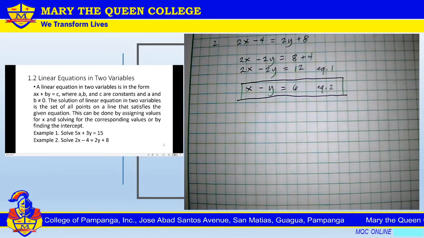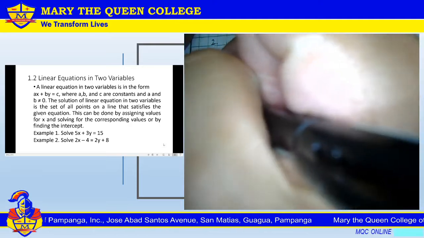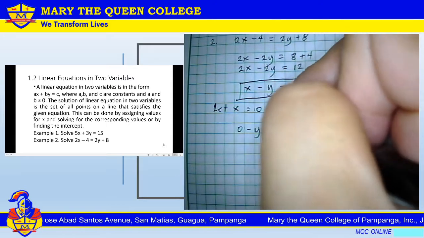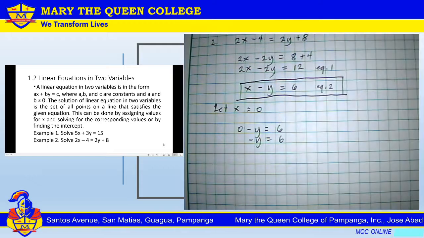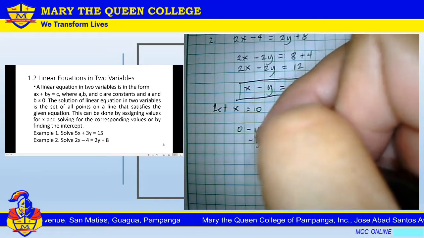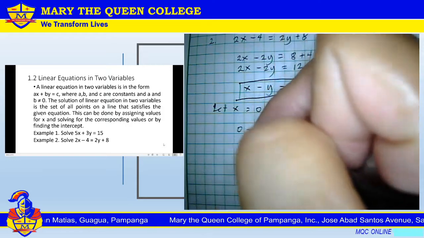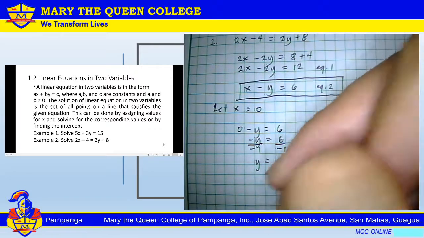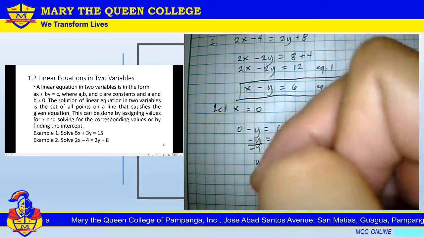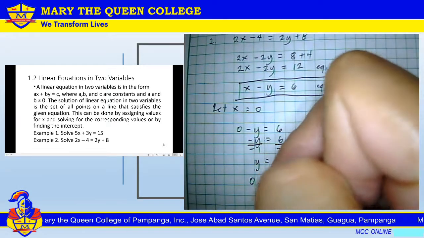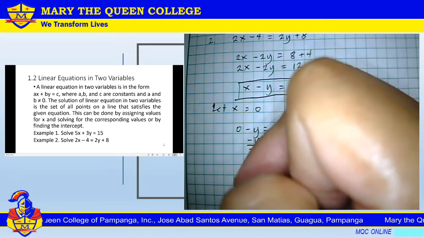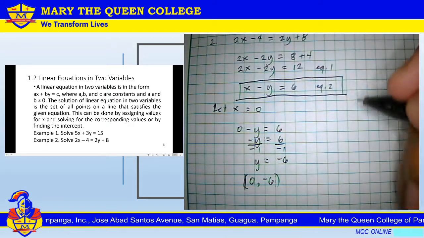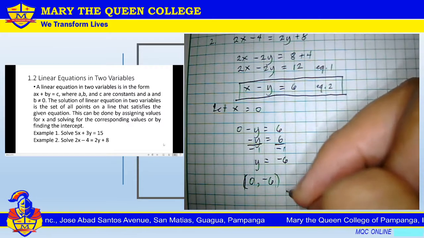So using this linear equation, using the intercept method, let x be equal to 0. So we will have 0 minus y is equal to 6. So negative y is equal to 6. Then to simplify the negative sign, we will divide both sides by negative 1. So y would be equal to negative 6. So our ordered pair here is 0 and negative 6. So this is our ordered pair, and this is called the y-intercept.